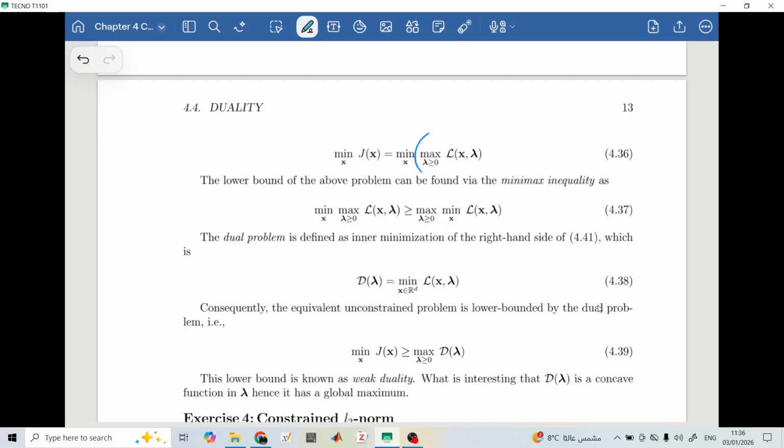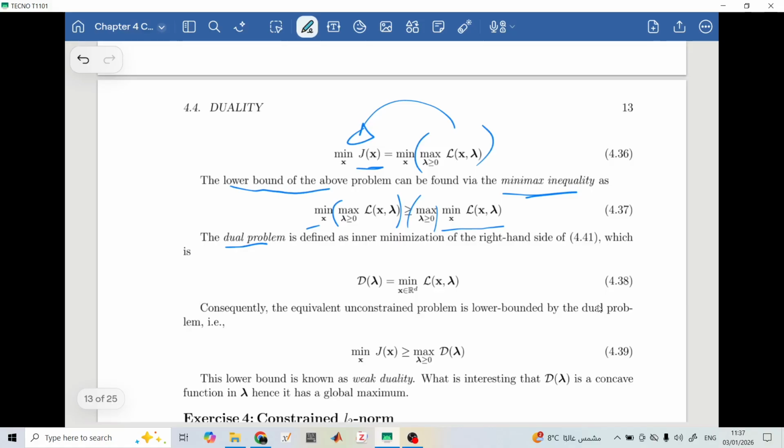Okay, so this is the new function that is used in place of g of x, which is the maximum of the Lagrangian with respect to the lambdas, the Lagrangian variables or multipliers. Okay, so we can find a minimum bound for this function using the minimax inequality. So the minimum of the best Lagrangian is greater than or equal to the maximum of the minimum of the Lagrangian. This is called the minimax inequality, and it is used to find the dual problem.